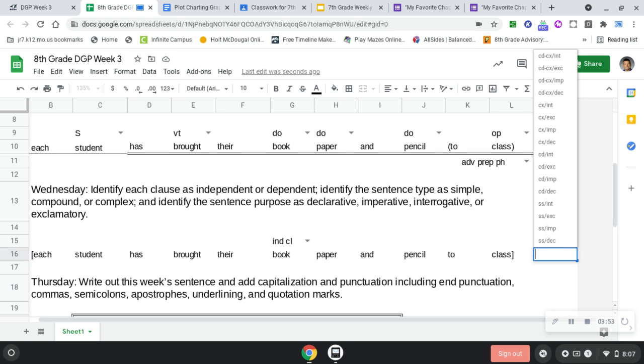All right. Simple sentence that has one independent clause. Now, we have four options to choose from, correct? Declarative or interrogative. Are we asking a question? No. Exclamatory? Okay. Imperative? No, we're not making a command. We're not saying that each student bring their book, paper, and pencil to class. We're not saying they have to. Yeah, just stating a fact, right? So now we have simple sentence, declarative.